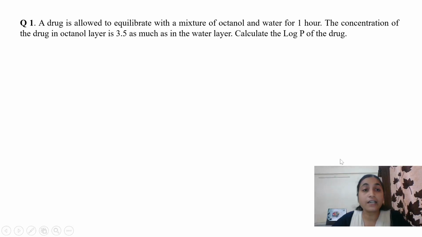Okay, so let's start question 1. A drug is allowed to equilibrate with a mixture of octanol and water for 1 hour. The concentration of drug in the octanol layer is 3.5 times as much as in the water layer. Calculate the log P of the drug.